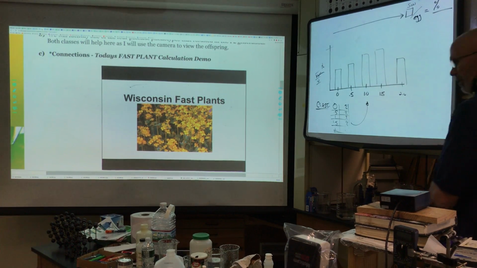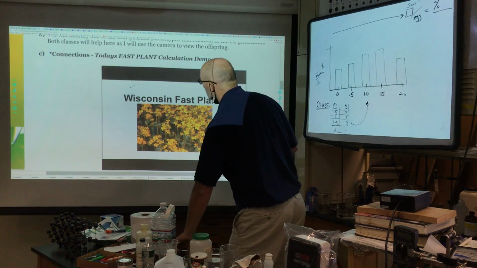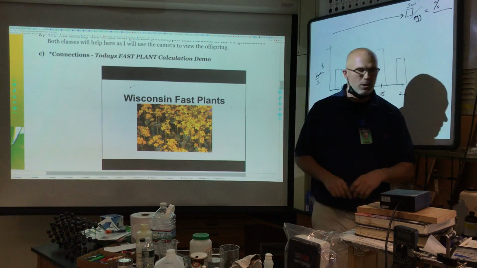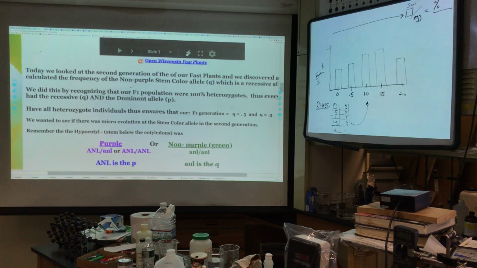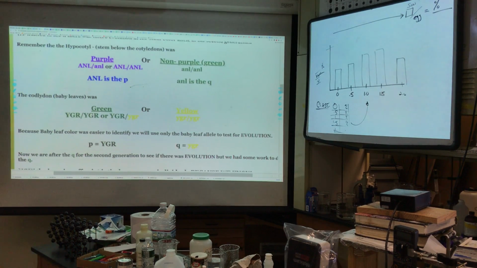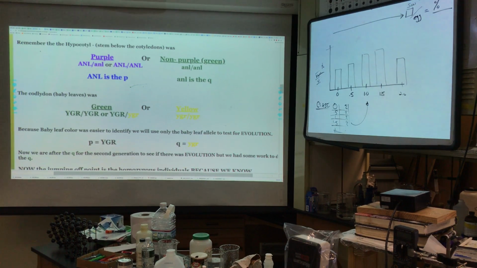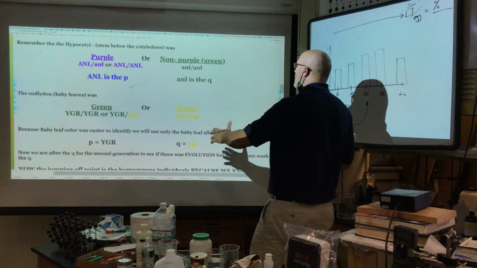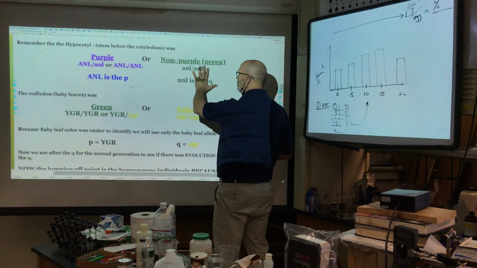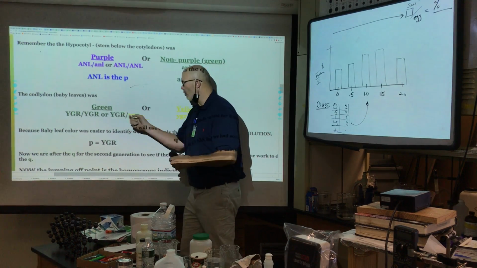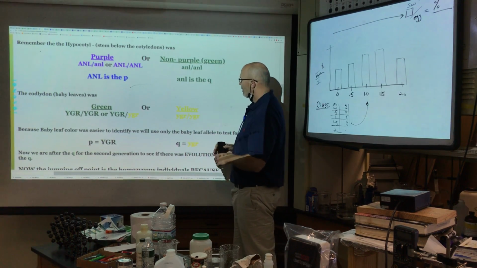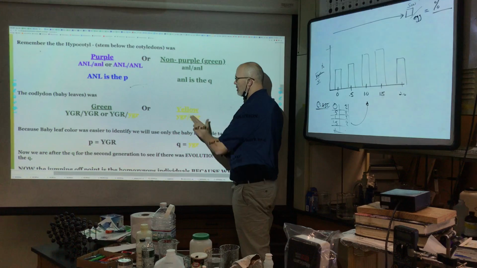All right, so we are finishing up our discussion from yesterday. We took our fast plants and identified the phenotypes. Talking about this backwards a little, we had the purple allele and the non-purple allele in the hypocotyl. Also, we had the green baby leaves or the yellow. And these are, of course, the phenotypes and the genotypes.